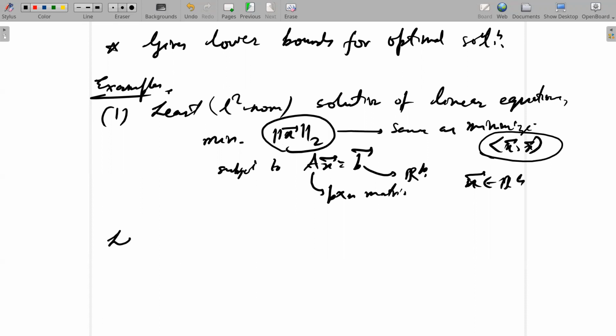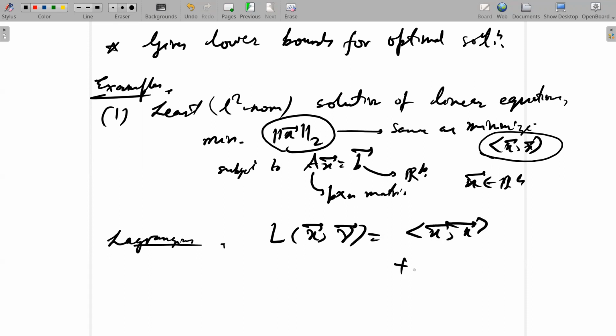All right. So now the Lagrangian is what? Here we have just equality constraints, so there will be one vector nu. L(x, nu) is equal to the objective function, which is x dot x, plus nu transpose (Ax minus b). So this is the equality constraint, Ax minus b equals 0.